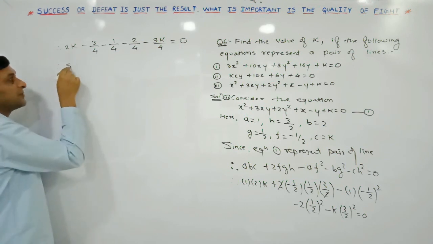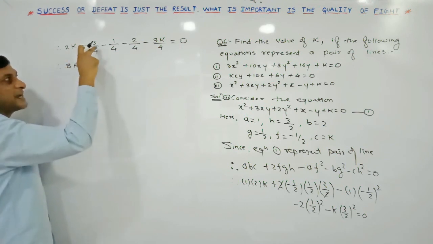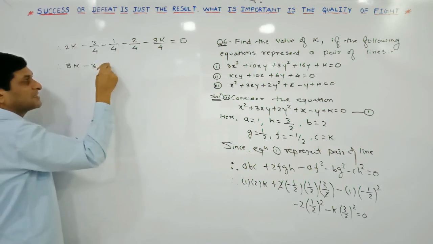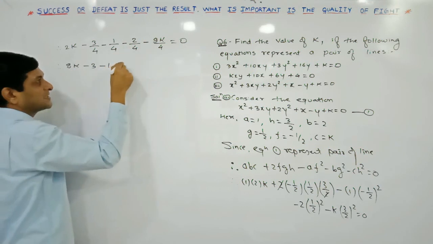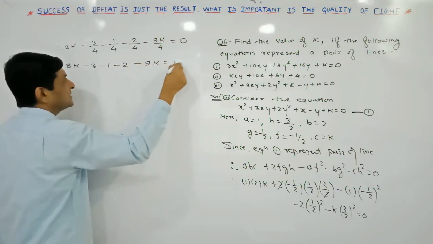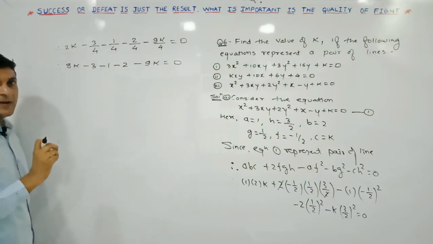Multiply by 4, here we will get 8k. If I multiply the second term by 4, 4 will get cancelled, minus 3. Here also 4 will get cancelled, minus 1. Here 4 will get cancelled, minus 2. The remaining term is 9k. Just simply we are multiplying both sides by 4 here.